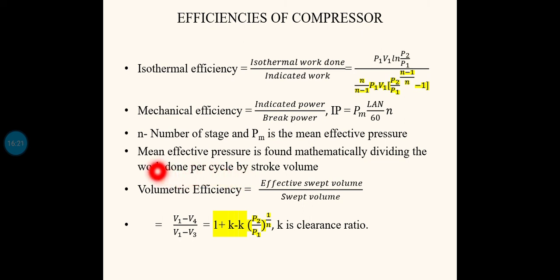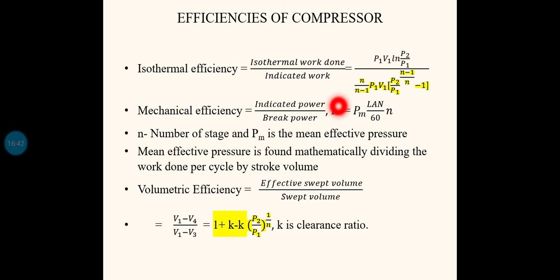You just calculate work done per cycle. You have the equations to calculate the work done per cycle in different cases, isothermal, polytropic, isentropic, everything you know. First calculate the work done per cycle, then divide that quantity by stroke volume, then you will get this value Pm. Now using this equation we can calculate the mechanical efficiency.